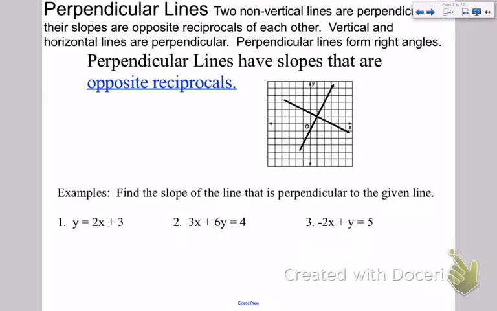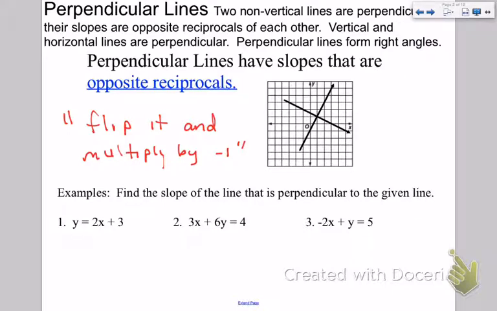It gets a little bit trickier when we talk about perpendicular lines. Two non-vertical lines are perpendicular if their slopes are opposite reciprocals of each other. So opposite reciprocal means, and I like to say, flip it and multiply by negative 1. So parallel was easy because it was just the same, but now it's still pretty much doable.